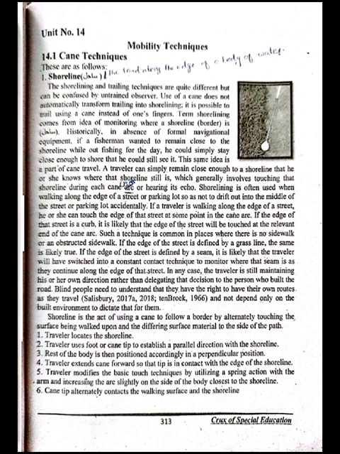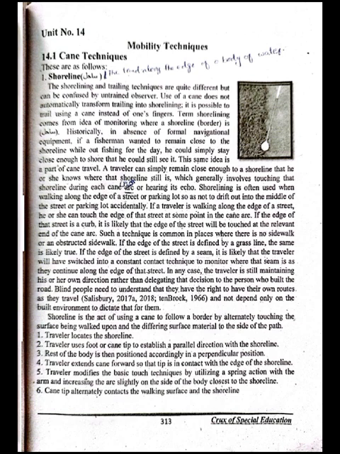Historically, in the absence of formal navigational equipment, if a fisherman wanted to remain close to the shoreline while out fishing for the day, he could simply stay close enough to shore that he could still see it. This same idea is a part of cane travel. A traveler can simply remain close enough to a shoreline that he or she knows where that shoreline still is, which generally involves touching that shoreline during each cane arc or hearing its echo.